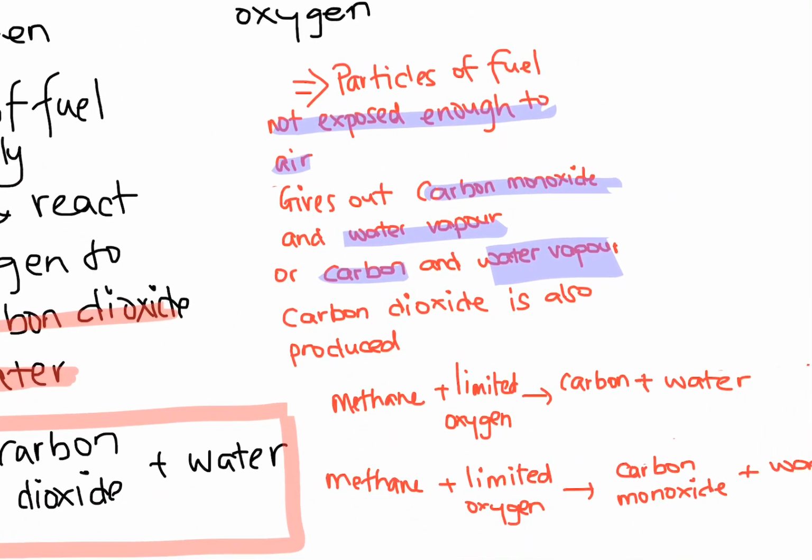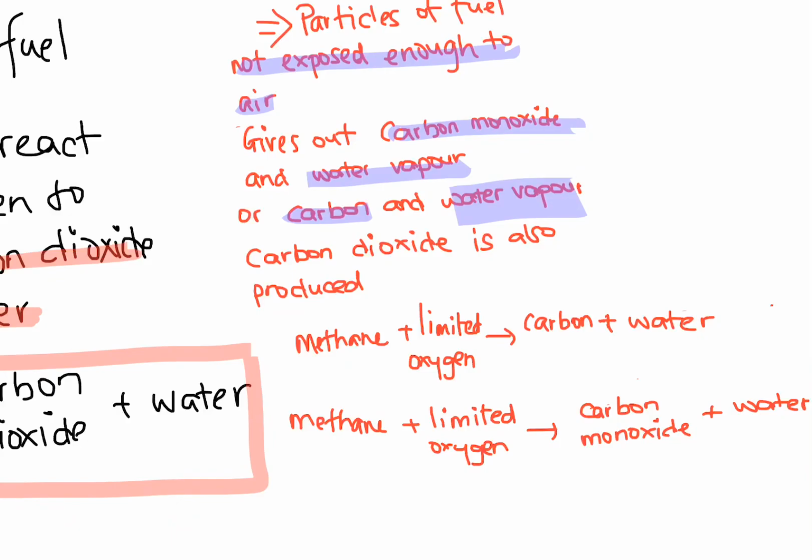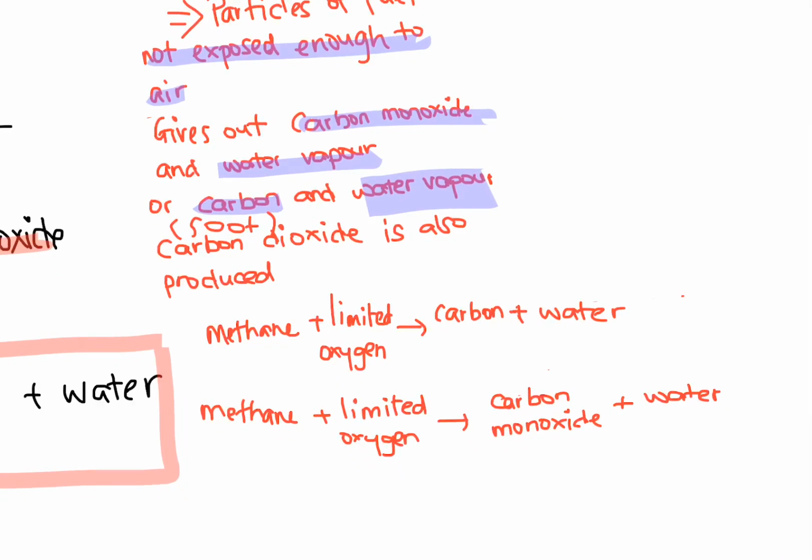So when you have incomplete combustion, carbon dioxide is also produced, but you mainly have carbon and carbon monoxide. Carbon is what is seen as soot, the black substance. So these are two examples of reactions that are incomplete combustion. You see methane with a limited amount of oxygen to give carbon and water, and methane with a limited amount of oxygen to give carbon monoxide and water.